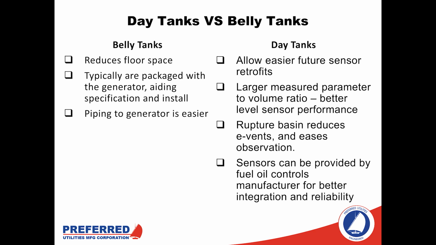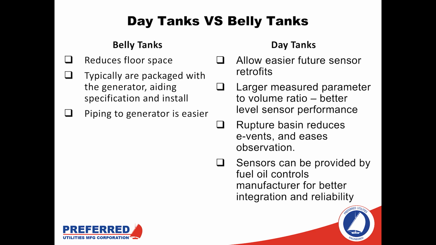And when we have two tanks that are the same volume, but one of them is very shallow and one of them is taller, then the taller tank is going to have better level control. It's going to give us a little more runway on the high and the low and larger space between those level points. Now with the belly tank, obviously there is an advantage because they can typically be packaged with the generator.